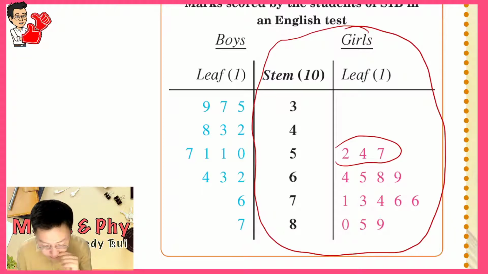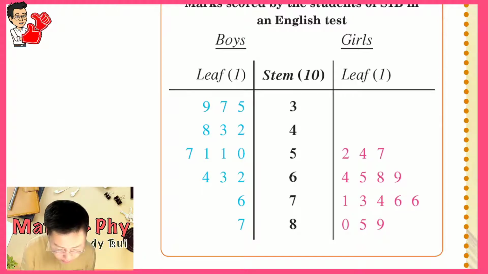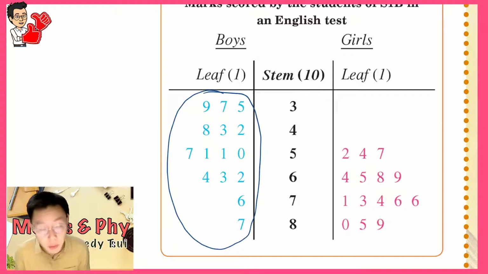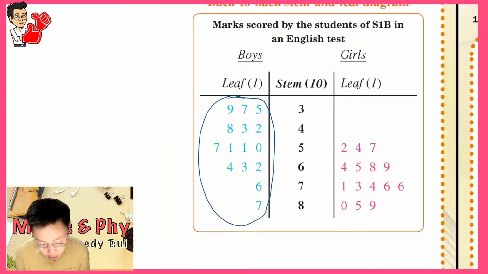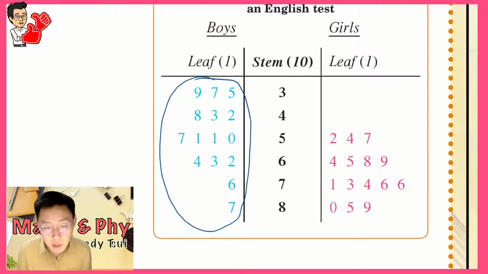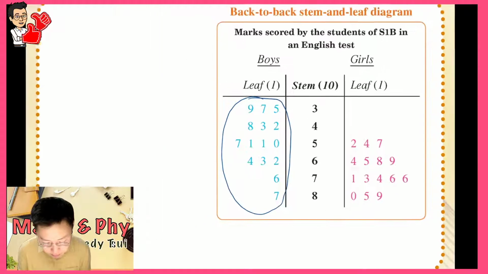However, this time, because we try to compare the results of boys and girls, we have one more leaf part at the left-hand side of the stem part. You can see this one. This one is the leaf part for boys. And I also want you to think about whether there are any differences compared with the previous stem-and-leaf diagram.